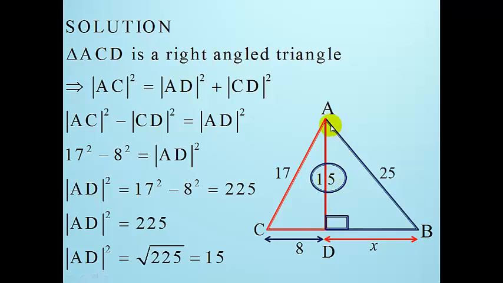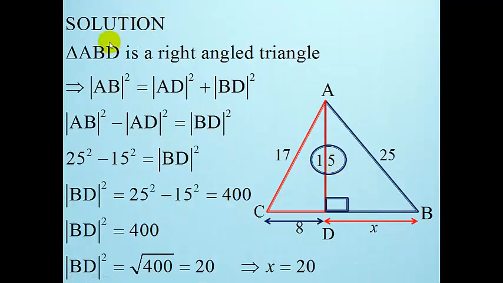Don't forget that the distance from A to B was given in the question to be 25, and we were asked to find x. Now we know the side AD, we know the side AB, so from Pythagoras theorem we can calculate the third side x, now that we know the value of AD to be 15.